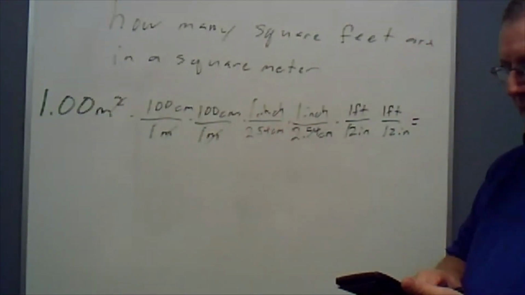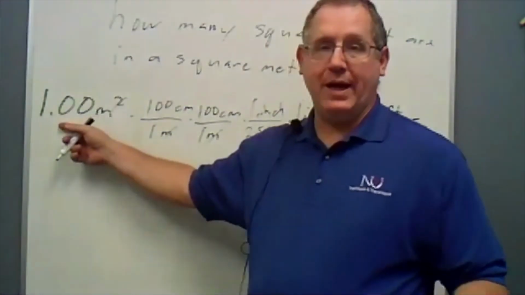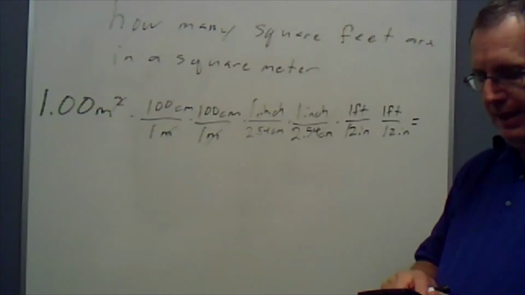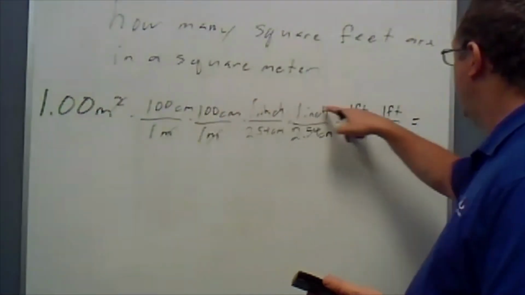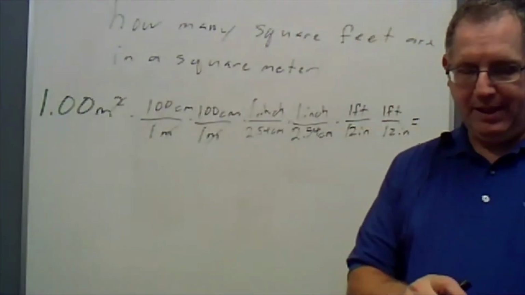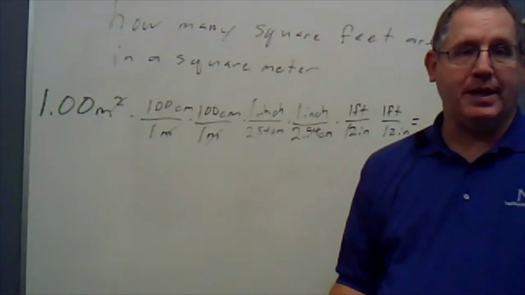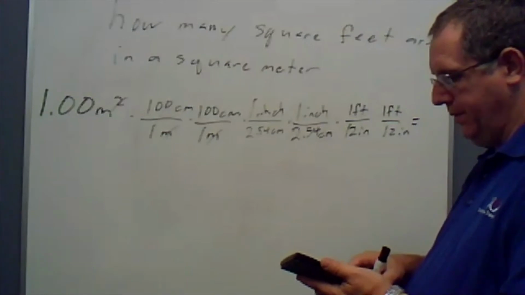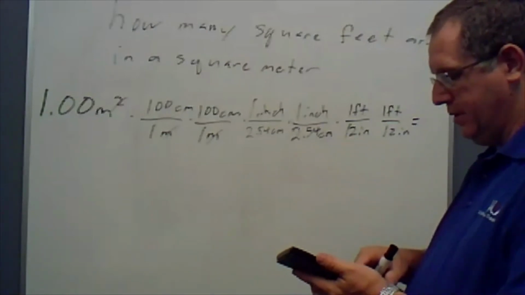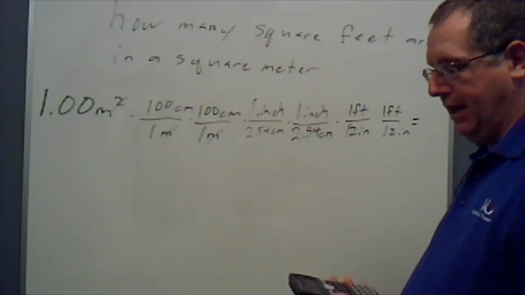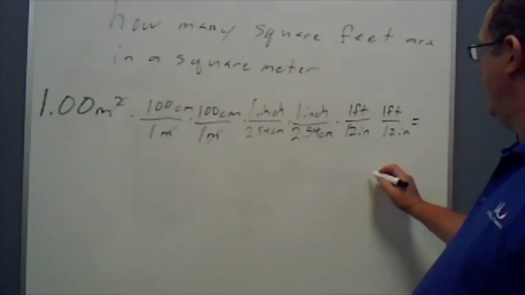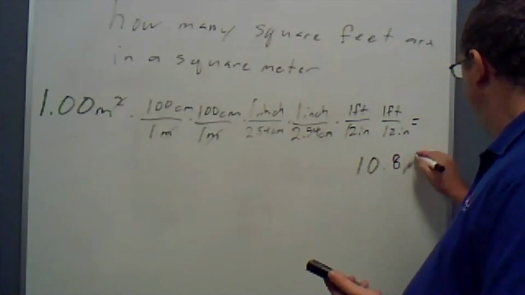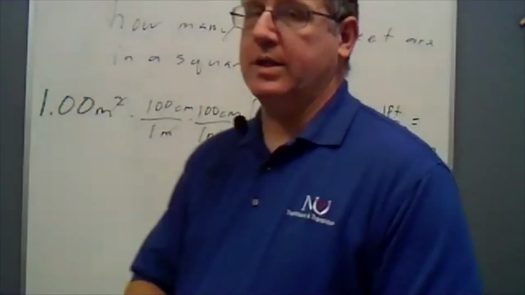So what I'm going to type in is I'm going to take 1, which is my initial value. If I had something besides 1, I would put something else in there. And I'm going to take that times 100 and take that times 100. And if I look, everything else on the top is 1. So I'm going to hit divide by, and then I'm going to open a parentheses on my calculator. And I have 2.54 times 2.54 times 12 times 12, and I'm going to close that out. And I find that my total answer here is going to be 10.8 square feet are in a square meter.